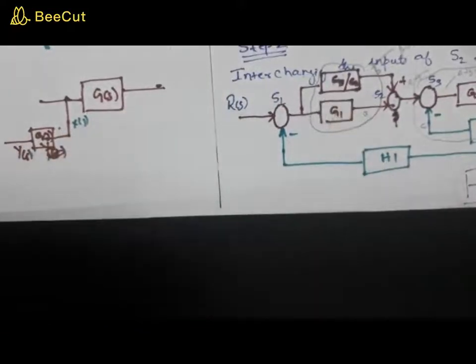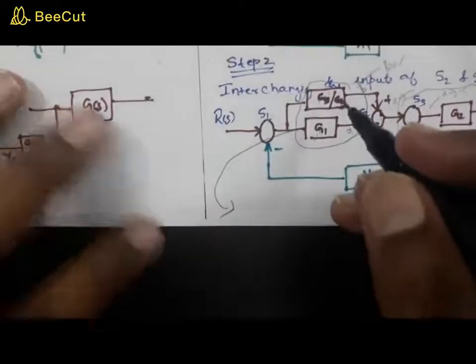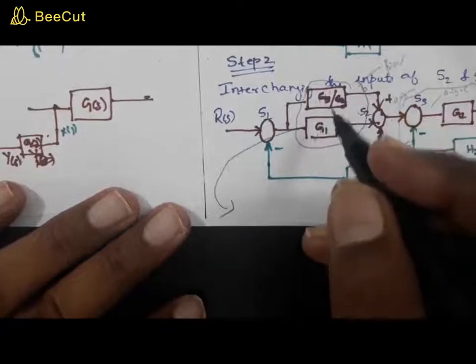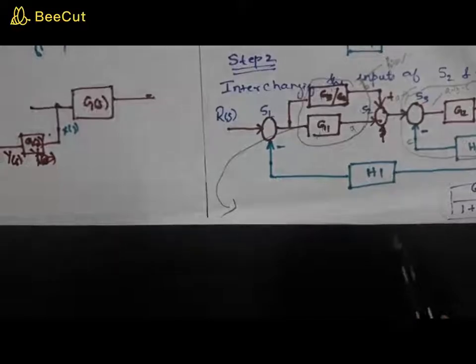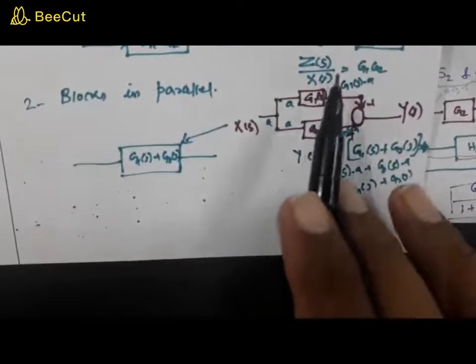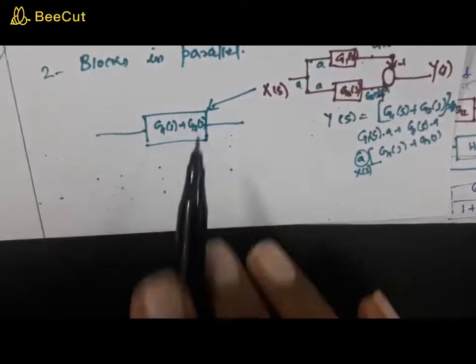Now what is the equation for a parallel block? I'm just rewriting that equation as G3 by G2. And how will you do the parallel connection? As shown here, if you have G1 and G2, the parallel combination will be G1 of s plus G2 of s.